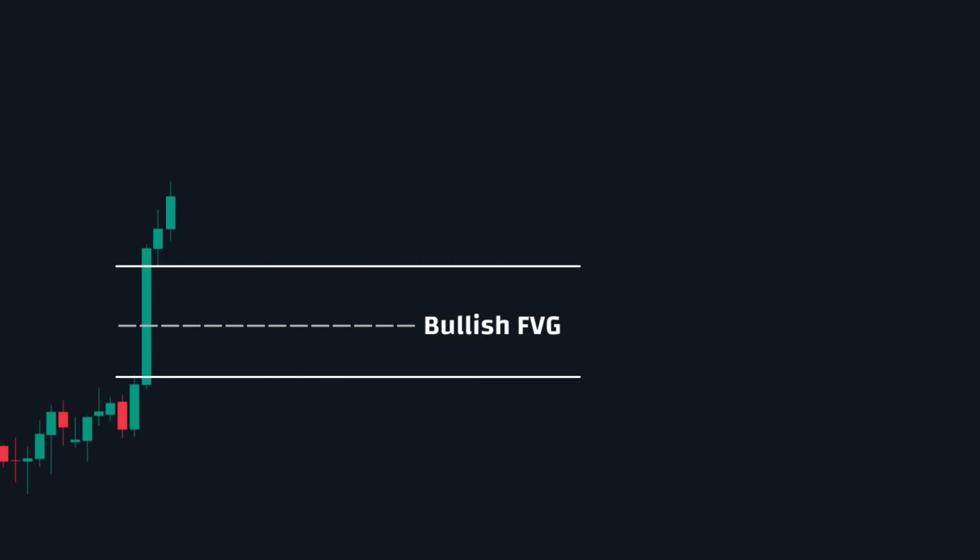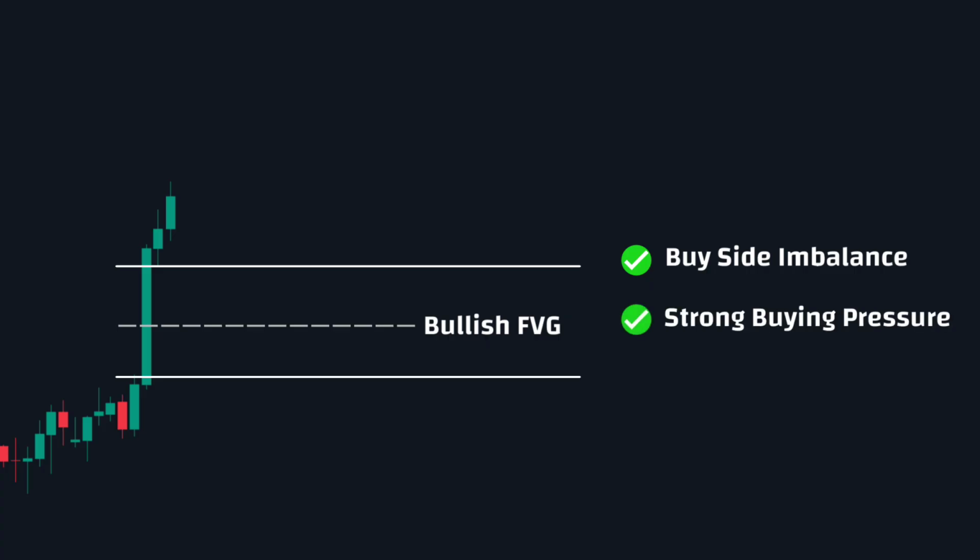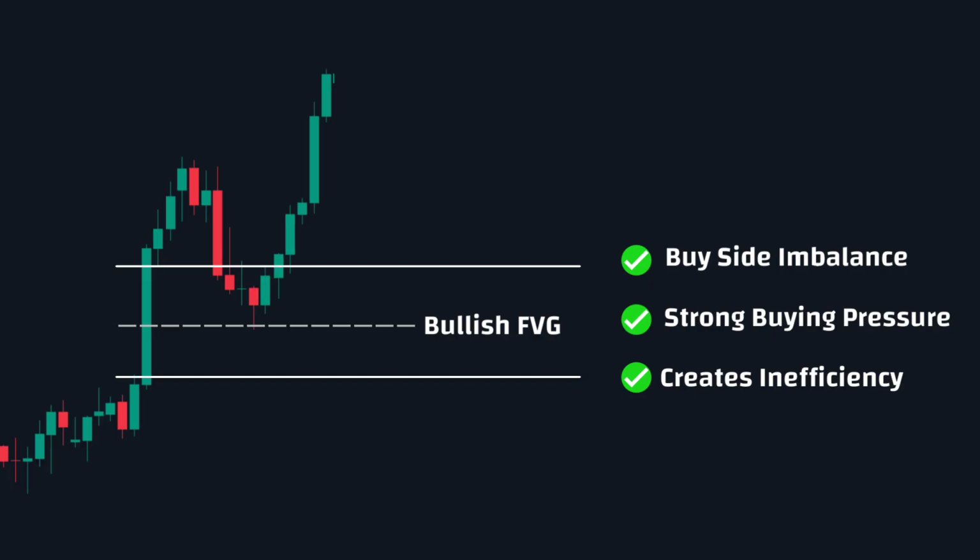In terms of price behavior, a bullish fair value gap represents buy-side imbalance. Buyers executed with urgency and overwhelmed available sell orders, forcing price to move upward inefficiently. That inefficiency leaves unfilled orders behind. When price later returns to this area, it often retraces to rebalance those orders. A bearish fair value gap represents the same imbalance in the opposite direction, created by aggressive selling pressure.